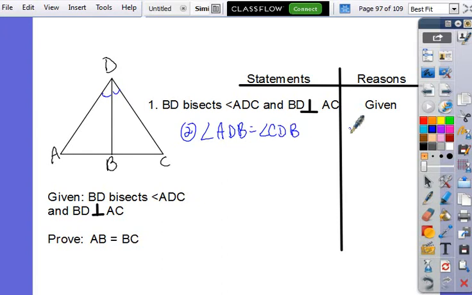So anytime it says bisect, you're going to have something cut in half. Two things are going to be equal if you see a bisector. It could be a side, it could be an angle, but you're going to have two equal parts. All right?